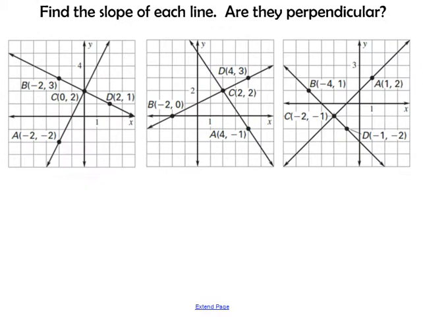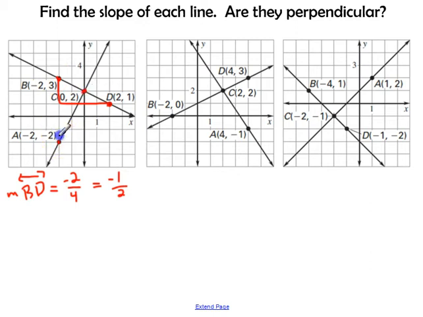Now let's take the same idea, except this time we're going to talk about perpendicular lines. We want to find the slope of each line. First let's find the slope of this line. We'll just call it BD. Okay. So we go down 2 over 1, 2, 3, 4. So the slope of BD is going to be down 2 over 4, which simplifies to -1/2. And then let's find the slope of line AC.